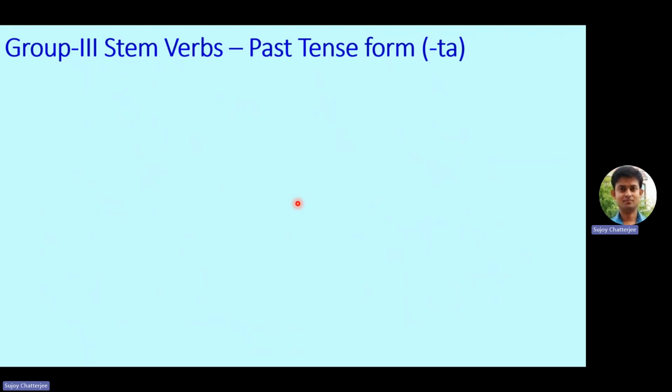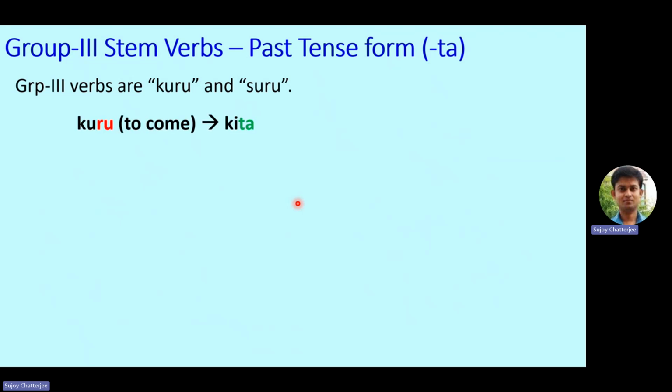Then we have group 3 stem verbs, past tense form. And again, what are the group 3 verbs? There are just two verbs in group 3. These are also called irregular verbs because they do not follow any pattern. They do not follow the rule of group 1 or the rule of group 2. These are the only two verbs which are completely out of those groups. Kuru and suru. Kuru means to come and suru means to do.